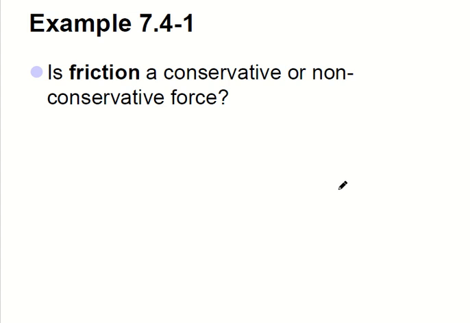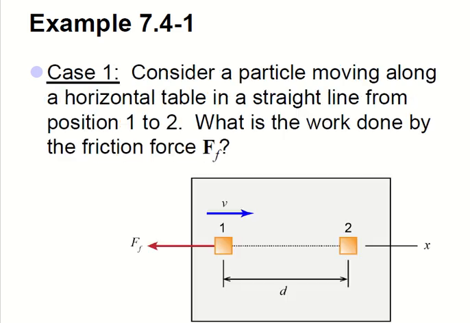Alright, so example 7.4-1: is friction a conservative or non-conservative force? So now we think about the friction. Case number 1 in your book considers a particle moving along a horizontal table in a straight line from position 1 to 2, and we want to know what is the work done by the friction force, F, for friction.